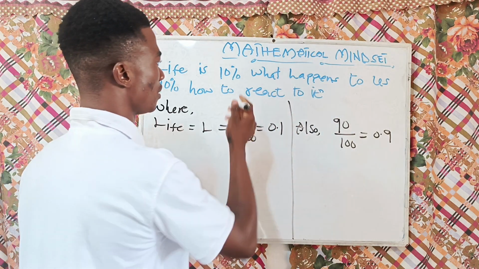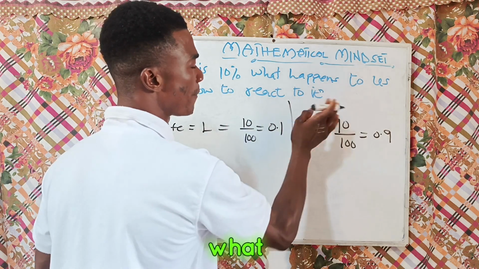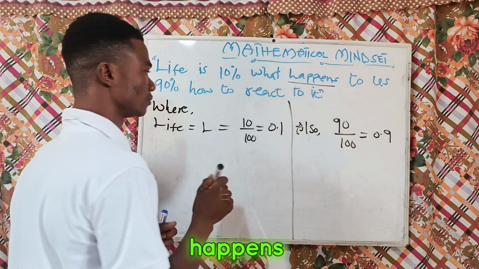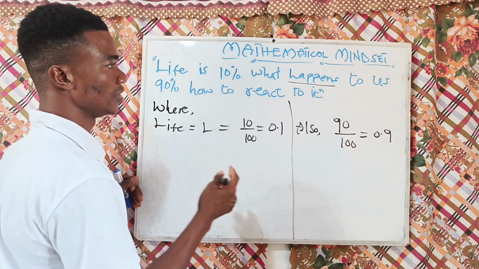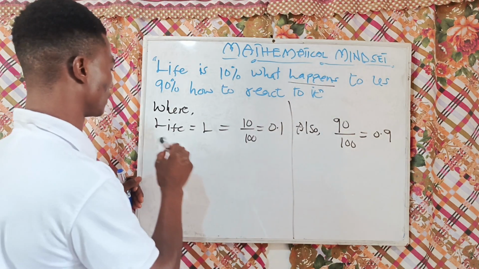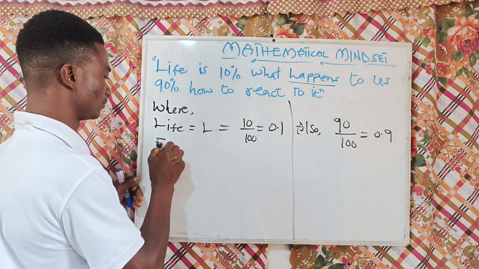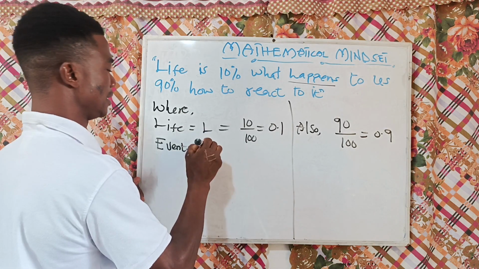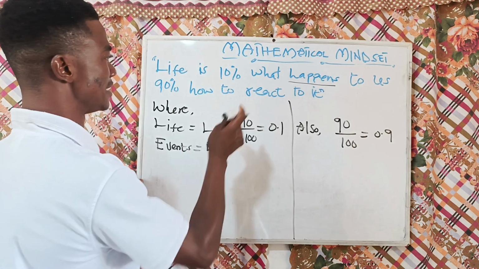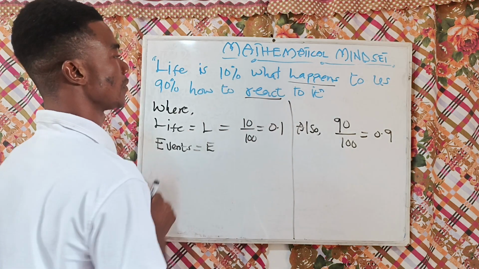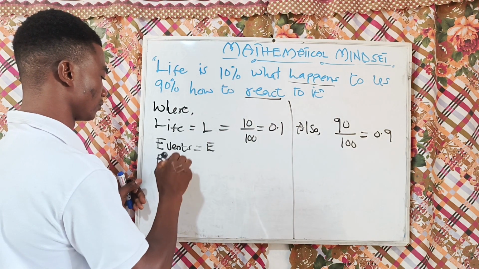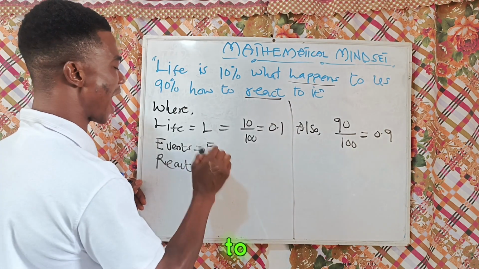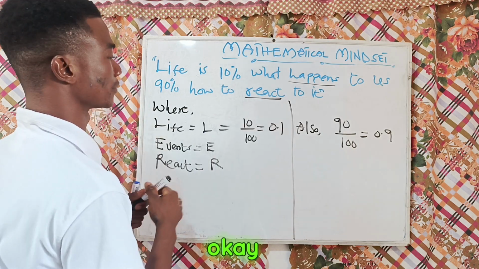Here, life is 10% what happens to us. So what happens to us? Happens is what? Event. So event is equal to what? E, right? Then react is equal to R. Okay.